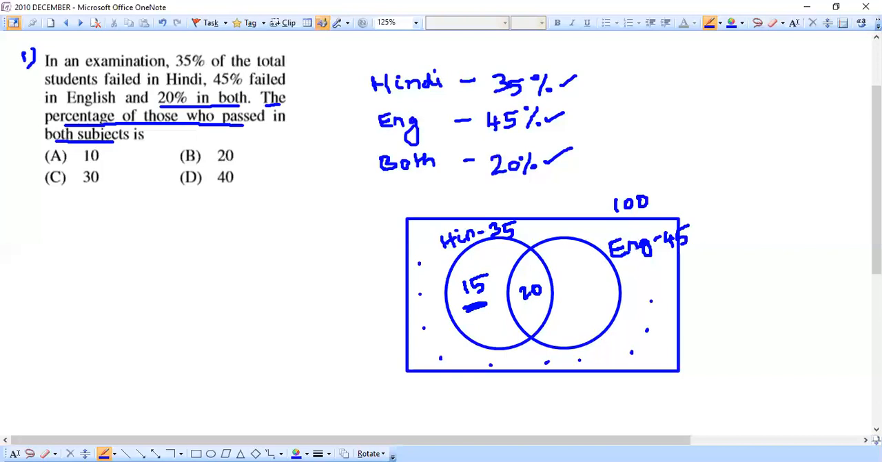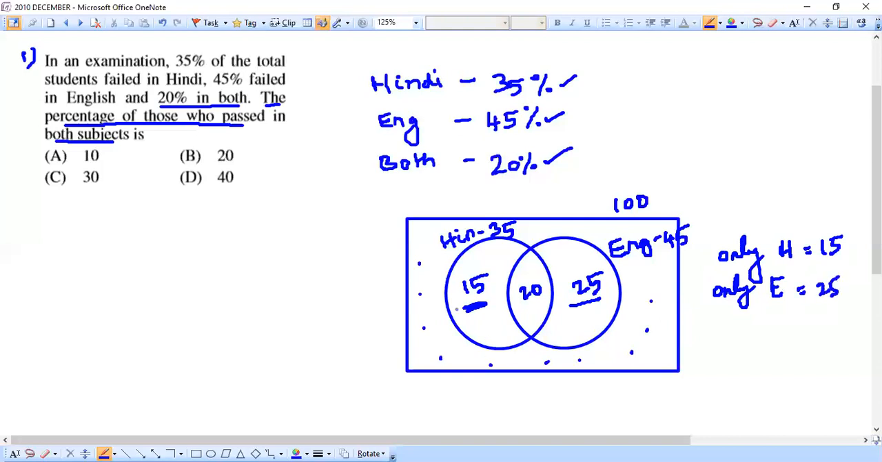Same way, come to the right-hand side. I know total English failures are 45, among which 20 of them failed in both subjects. So here we will have 45 minus 20, which is 25. Those 25 people will come here. So only Hindi failures, if I want to know, there are 15 people. And only English failures, I have 25 people. Is the point clear?